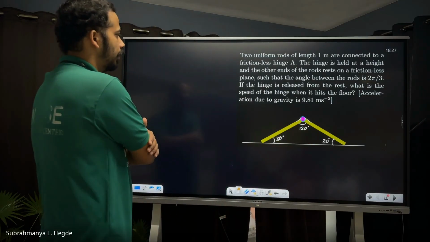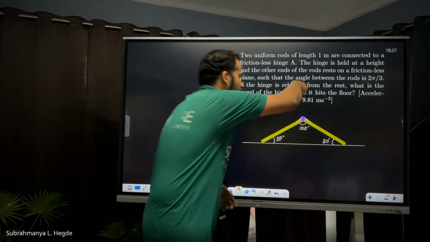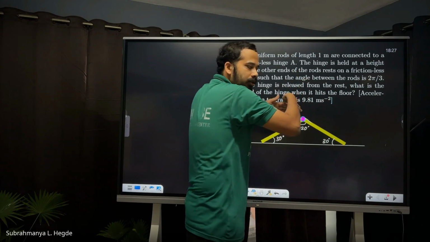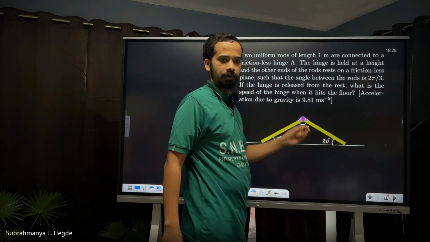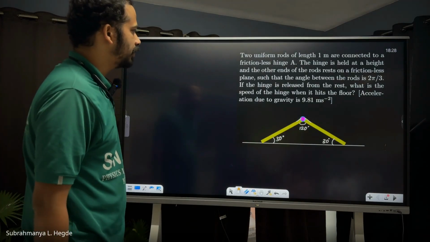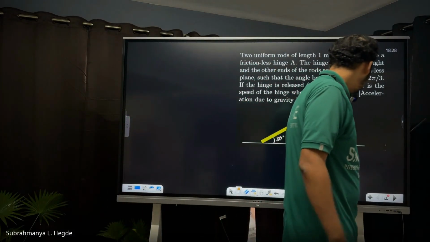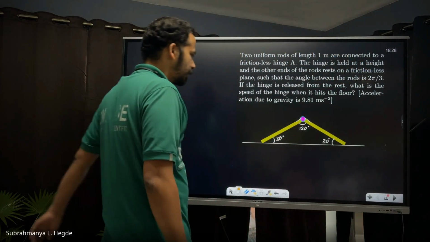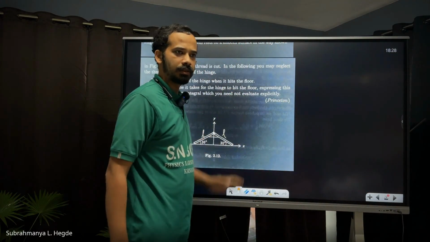The hinge is released from rest. It is not pushed. It is just released so that it will slide and this hinge will hit the floor. That's the question: released from rest, what is the speed of the hinge when it hits the floor? Solving it using the Lagrangian idea may take half an hour, so I'll apply the conservation law again.